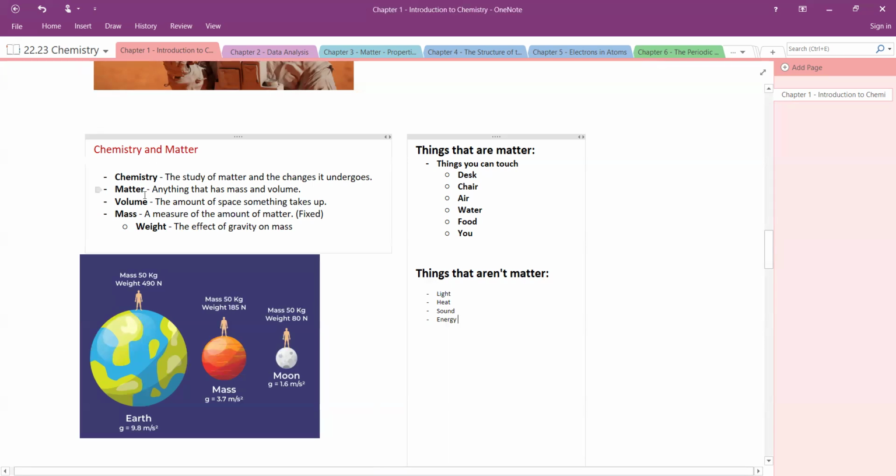Okay. And that's my spiel about the basic vocab words of chemistry. These are things we'll probably be talking about every day. Very important.